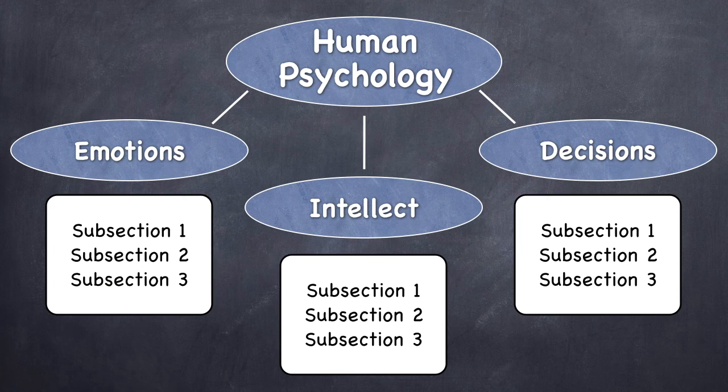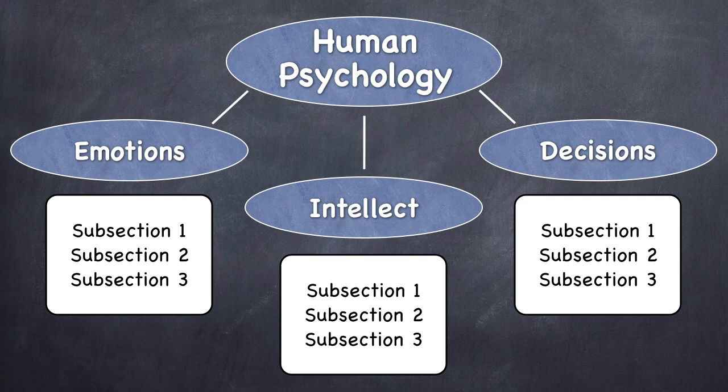Let's say you're writing an essay on human psychology and you have 3 sections, right? You're using the power of 3 the way I teach, and you have 3 main sections about emotions, one about intellect, and one about decision making. All 3 of these are parts of human psychology. Of course, each of these main sections will have 3 subsections, let's say, for example. Now, let's say that you've written about 10 pages. So each of the main sections will contain about 3 pages, about 1 page per subsection.